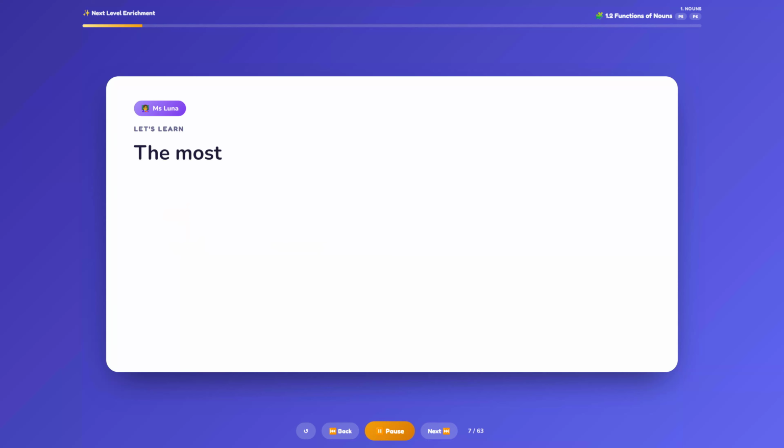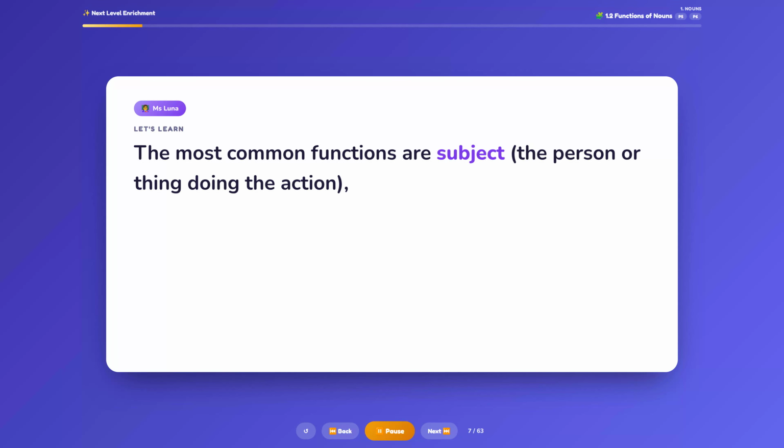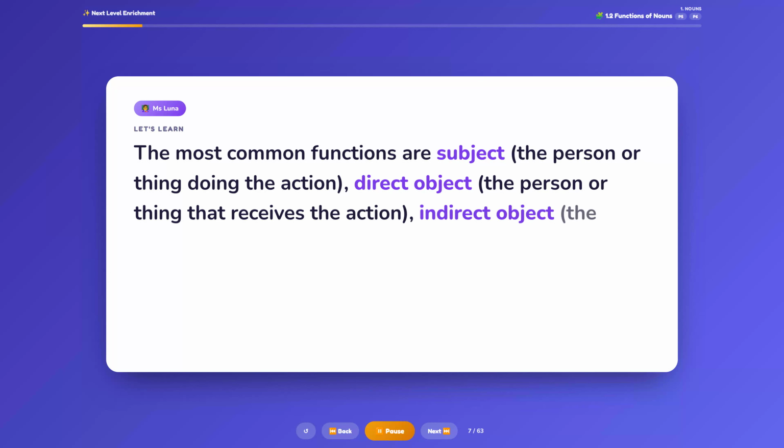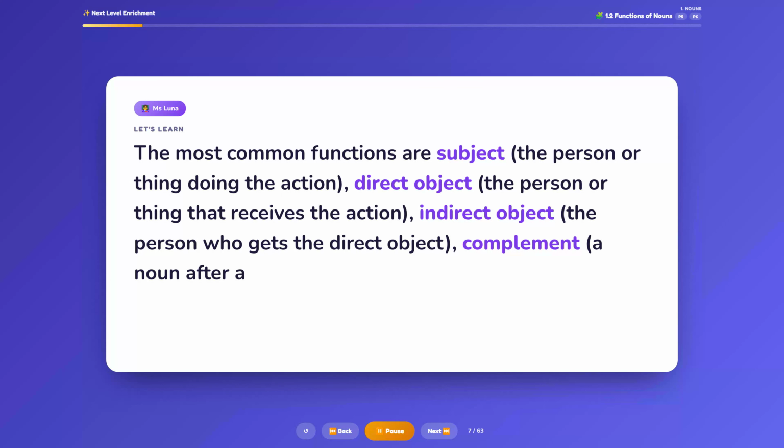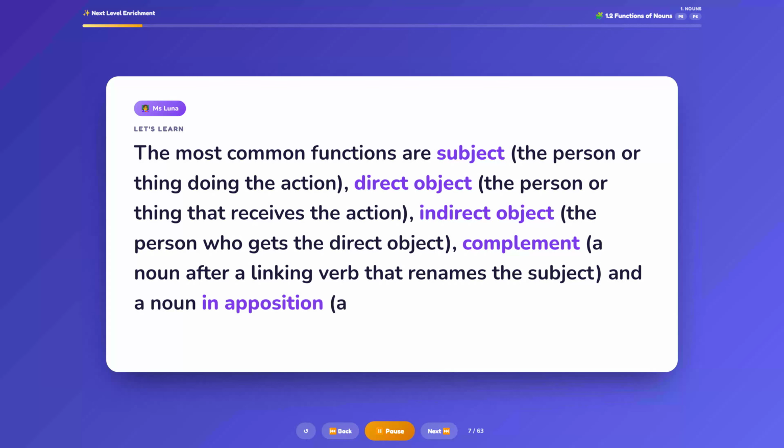The most common functions are subject, the person or thing doing the action; direct object, the person or thing that receives the action; indirect object, the person who gets the direct object; complement, a noun after a linking verb that renames the subject; and a noun in apposition, a noun placed beside another to explain it.